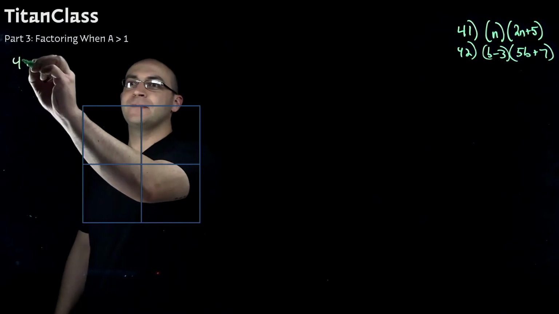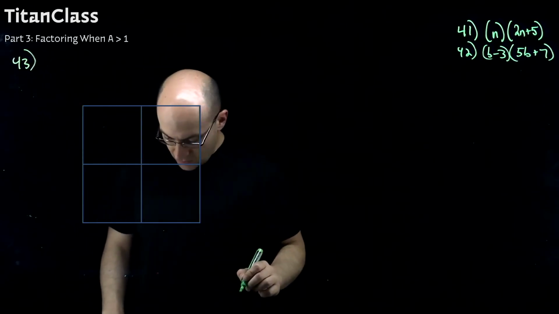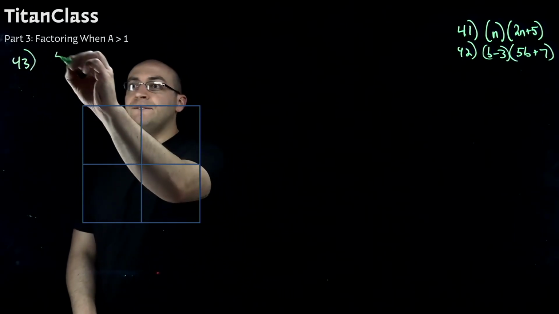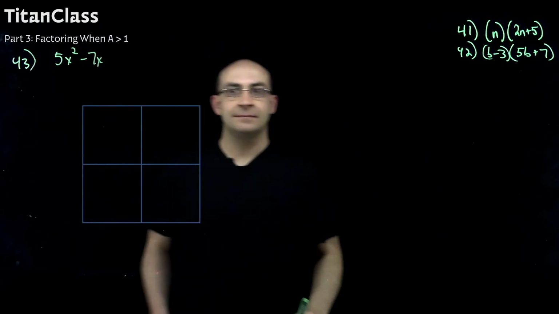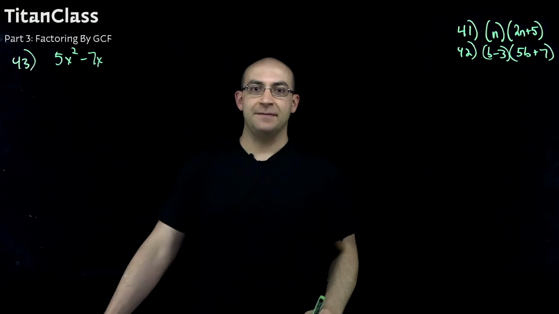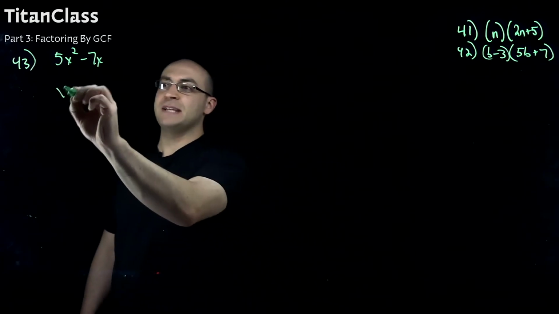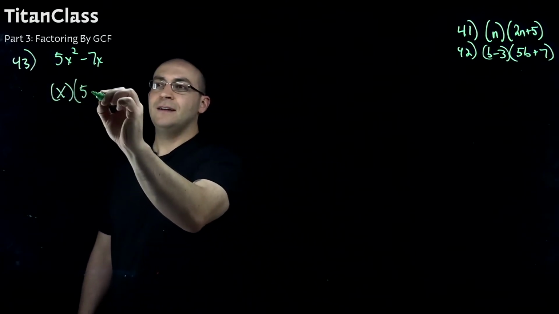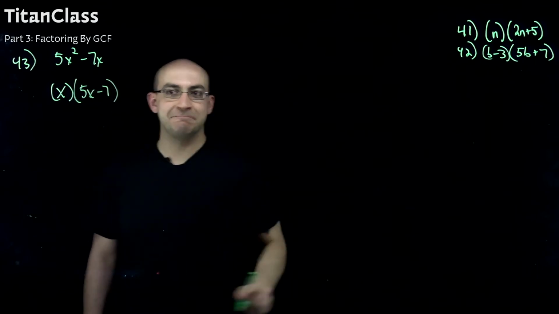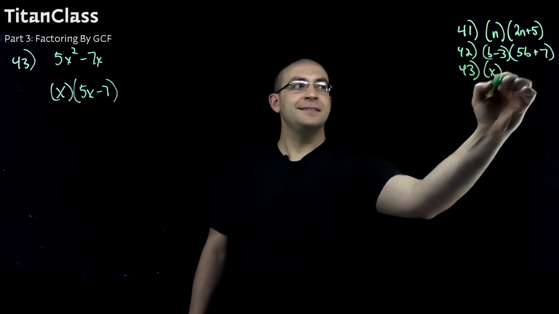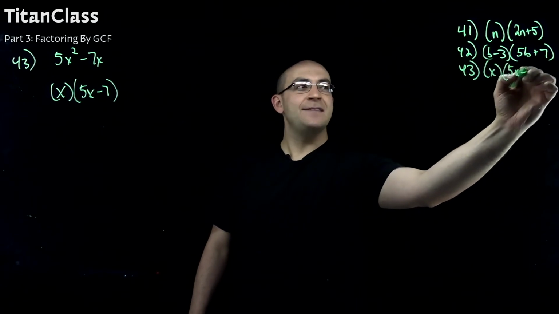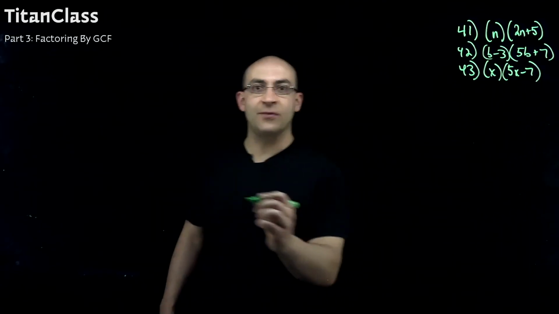43. 5x squared minus 7x. GCF. X comes out. 5x minus 7 remains. Now we're flying. Only a few left. 5x minus 7. Okay.